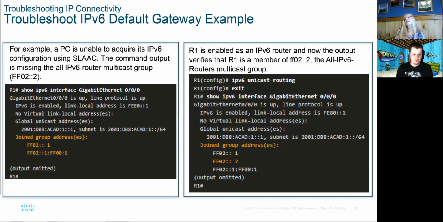So our IPv6 default gateway, it can be configured manually, or it can be configured using SLAAC or by using DHCPv6. So make sure that you've got that correct. Do our IP unicast routing, and then check your addresses.